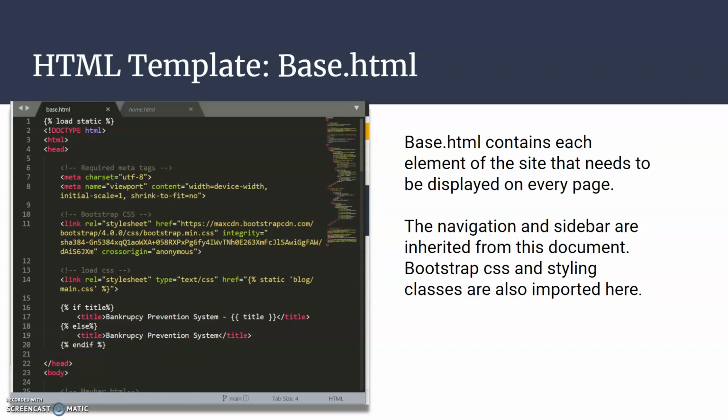So Django uses a lot of templates, and all of the templates in this project inherit from the base.html template that I created. Base.html contains each element of the site that needs to be displayed on every page, and the navigation and sidebar are inherited from this document, as well as Bootstrap, CSS, and styling classes.